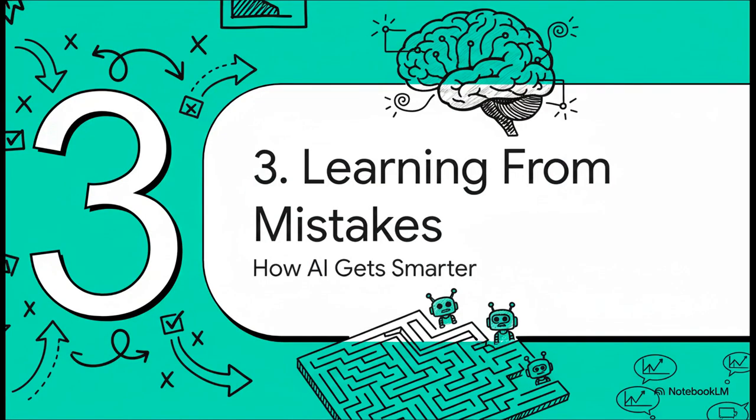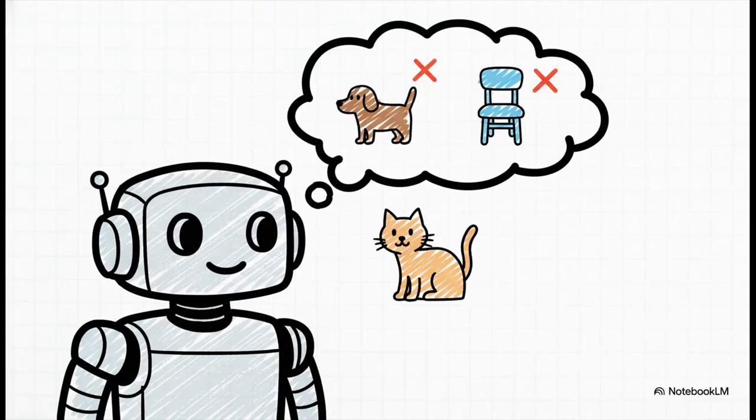All right, so we get the structure, but how does it actually learn? This is where the real power kicks in. It's not about being perfect right out of the gate. It's all about getting smarter through a simple but super effective process of trial and error. First up, the AI just takes a guess. Seriously, imagine it's trying to identify a picture of a cat. Its first guess might be dog or even chair.